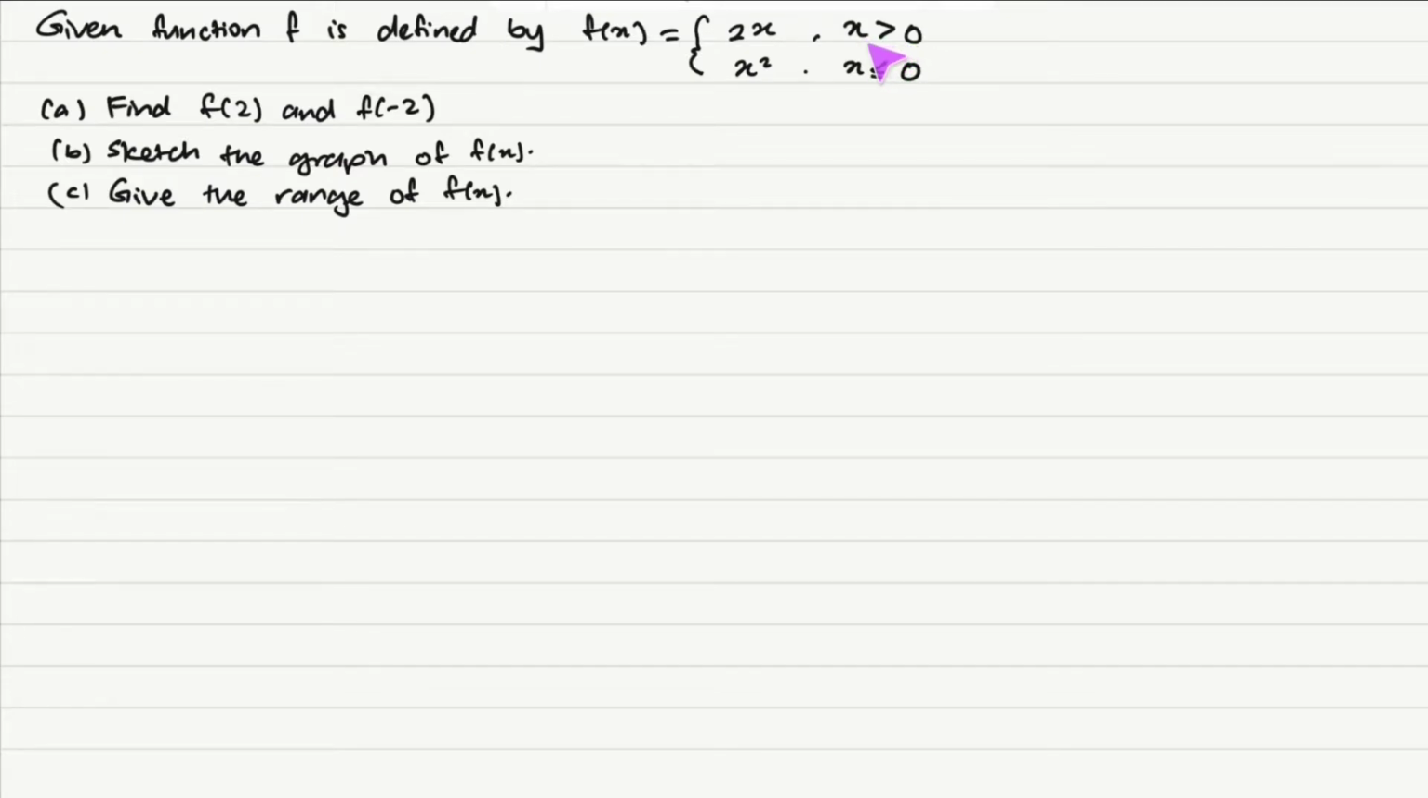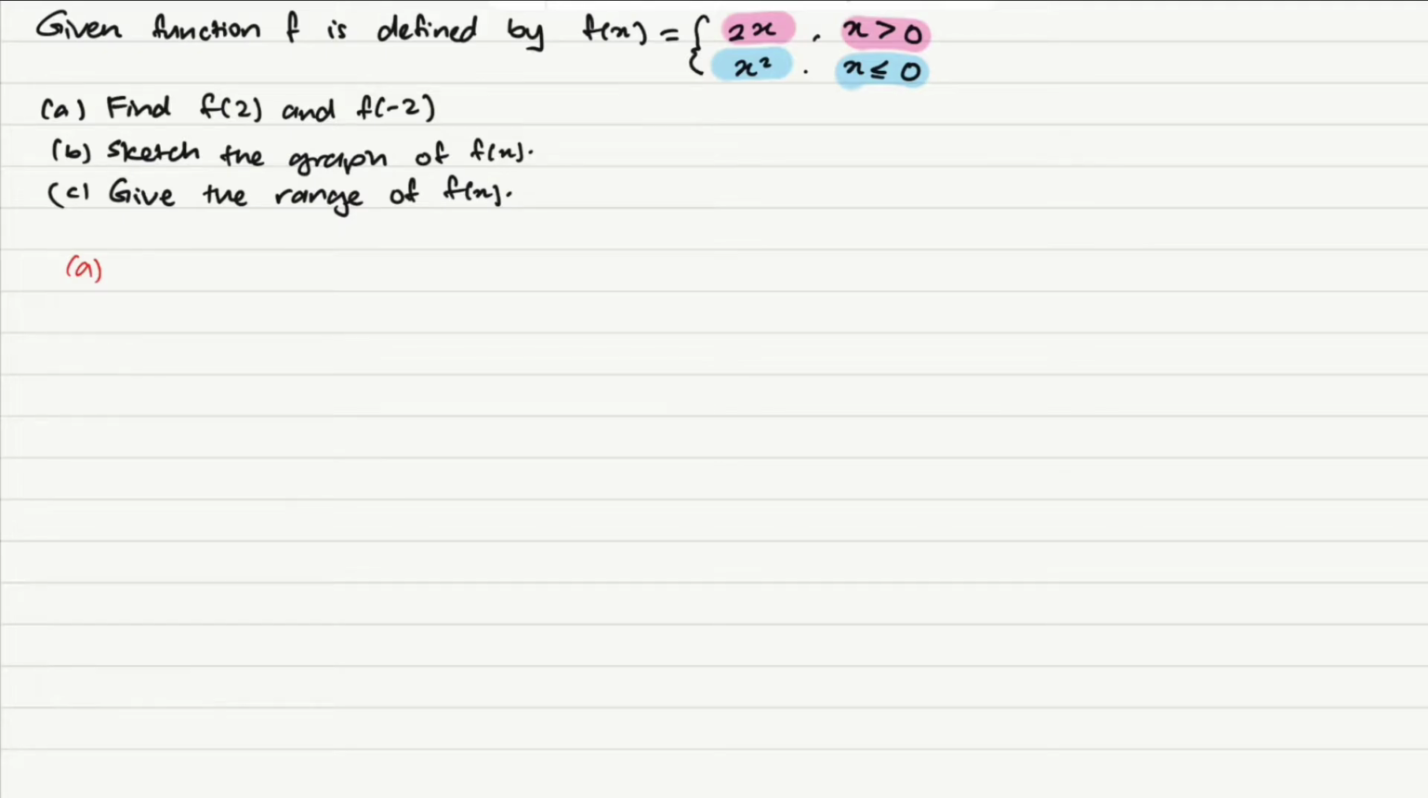right at x equal to 0, where, as you can see, on the right of 0, the function is 2x, and on the left of 0, the function is x squared. Look at the first question. A. Find f(2) and f(-2).